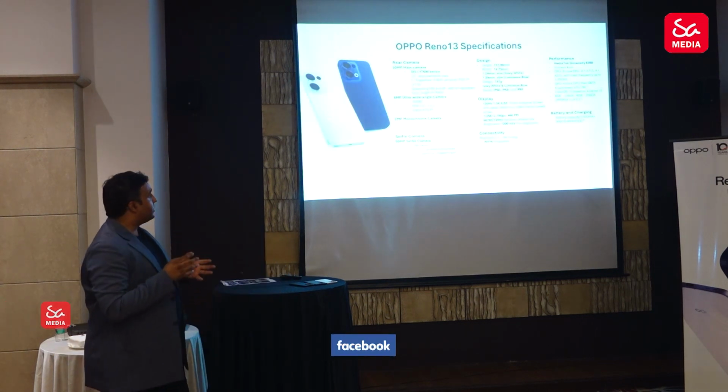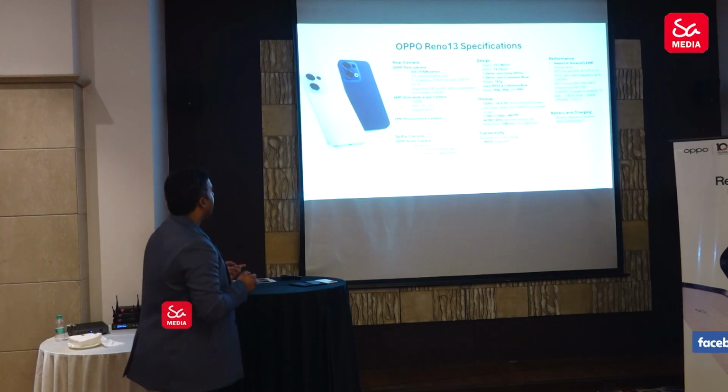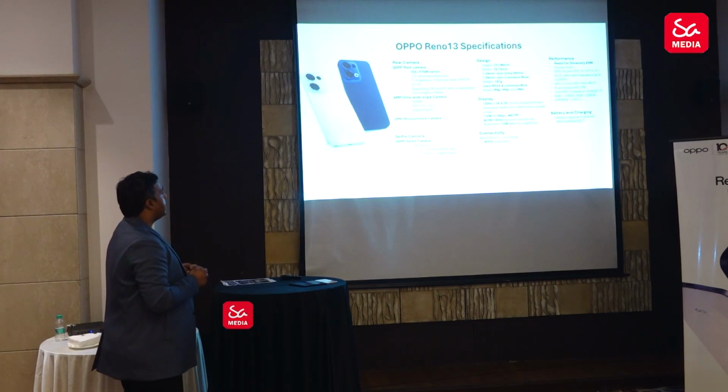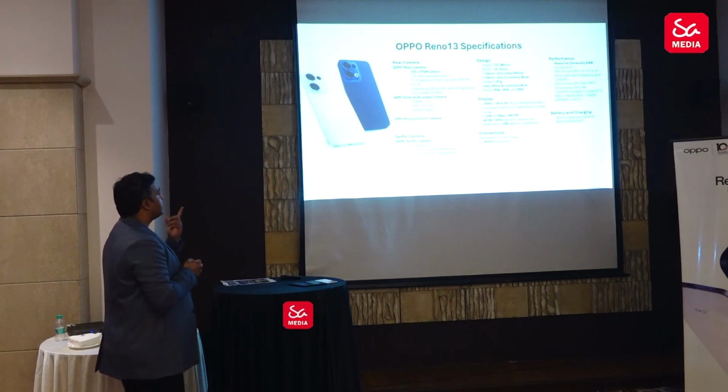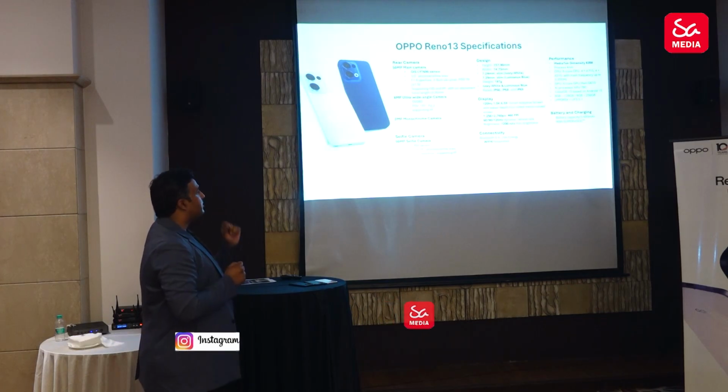So we have seen the Reno13 specifications. I'll just run through the specifications once again. It has a 50 megapixel main camera, an 8 megapixel ultra wide camera, and a 50 megapixel selfie camera. It's a very slim design, only 7.24 mm slim.